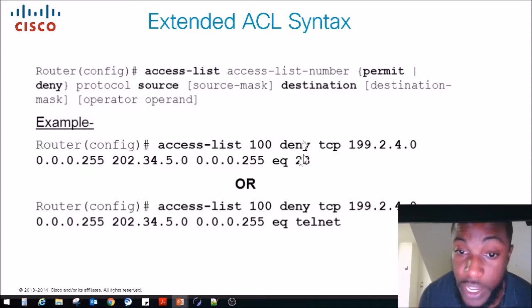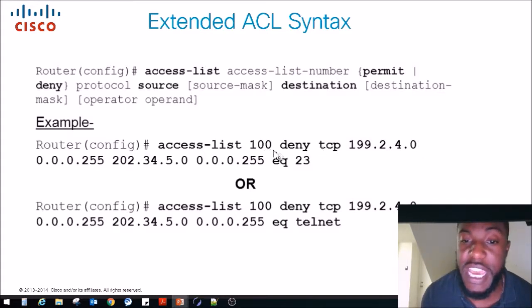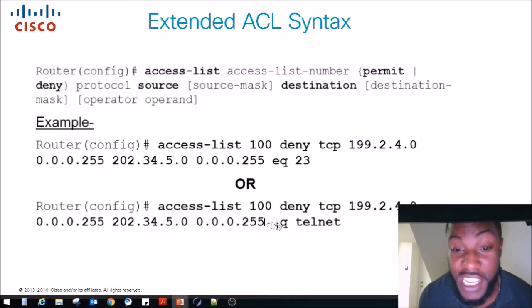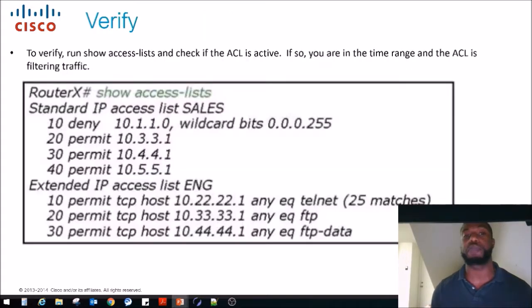You could also, instead of doing just equals 23, this EQ means equals. You can do greater than, or I think it's GT. I don't remember what the operators are, but you can do greater than, equal to, whatever. In this case, we're saying equal to 23. You could also put the keyword. Oh, there go the answer right there. Equal to Telnet, right? So instead of putting the port number, you can do it by name, which I'll show you an example of in this upcoming lab.